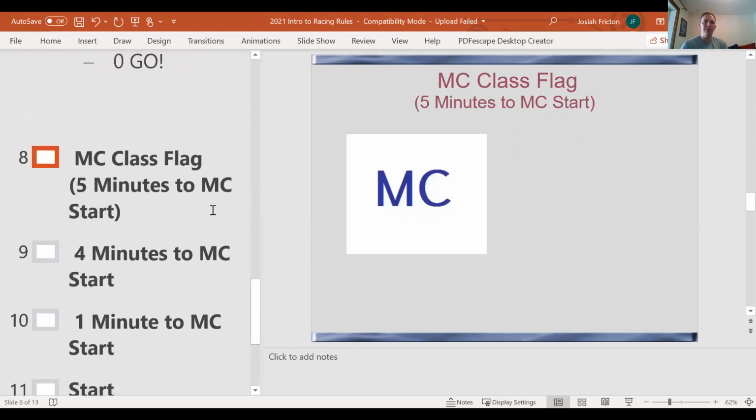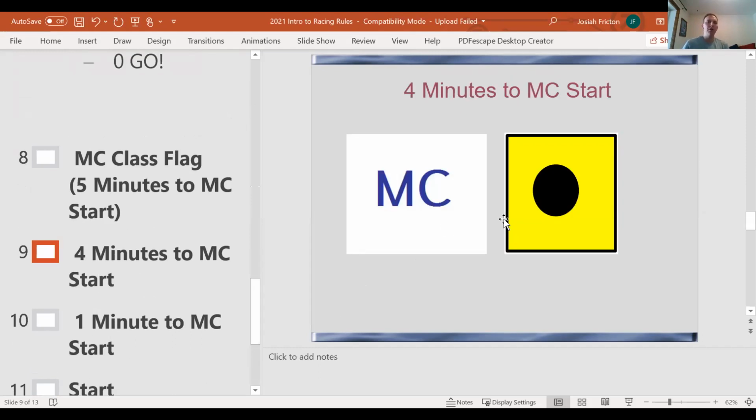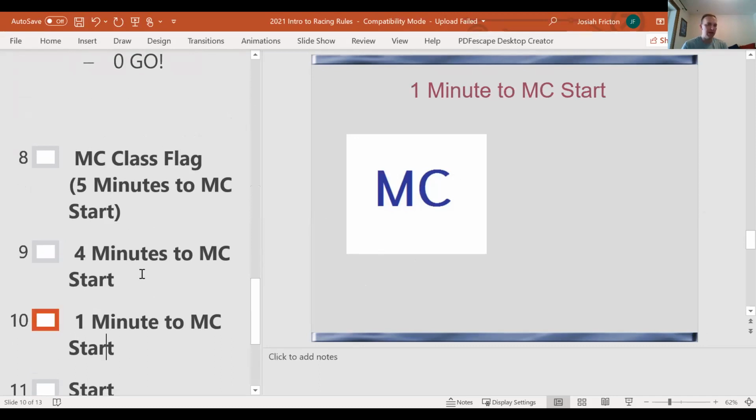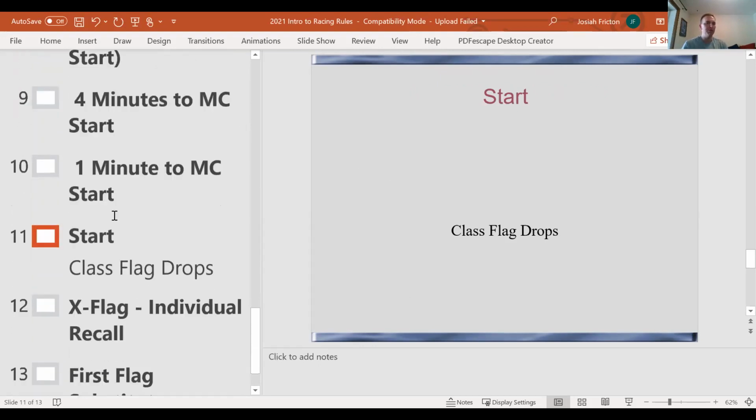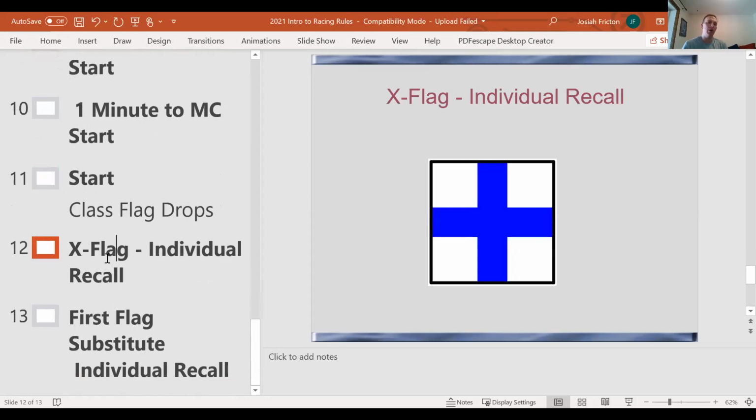So just for an MC, at 5 minutes to go, you'll see this MC flag. 4 minutes to go, you'll see the MC flag and the I flag. 1 minute to go, just the class flag MC, and then at the start, the class flag comes down. If someone's over early, you're going to hear one horn, and this is the individual recall flag.